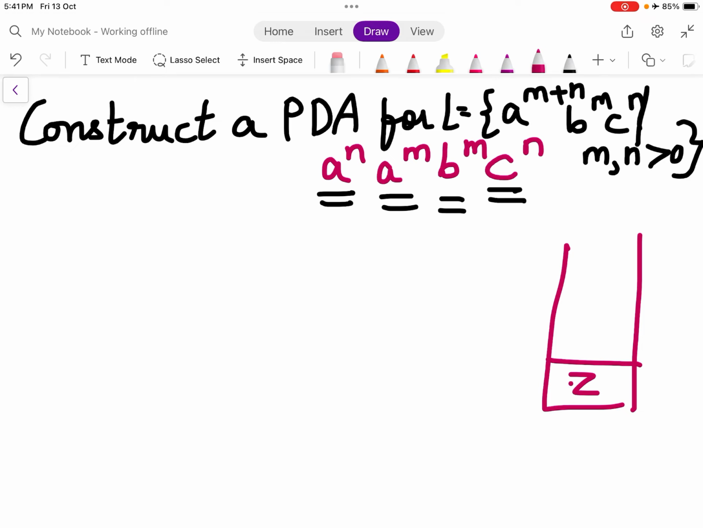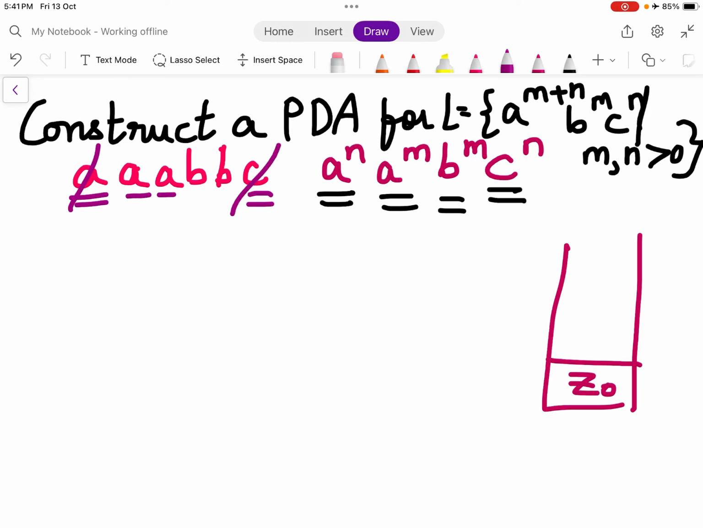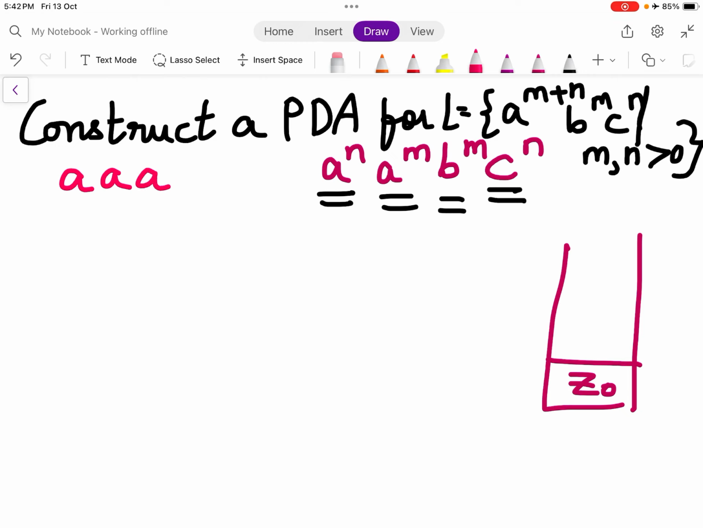So you have a Z0 on top of the stack initially, which is the initial stack symbol. Let's take an example. Suppose you have A, A, A, B, B, and you have a C. So this A and this C will be pushed and popped, and these two A's and these two B's will be pushed and popped. So they will cancel each other. So how will you represent it in the form of a PDA?